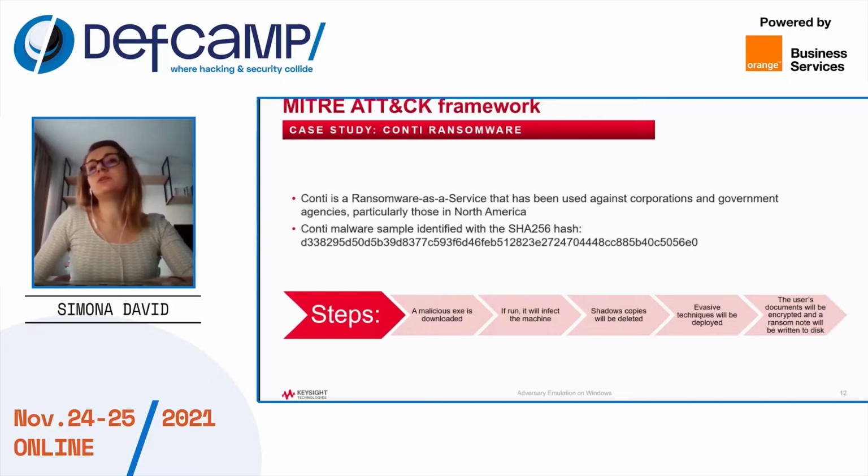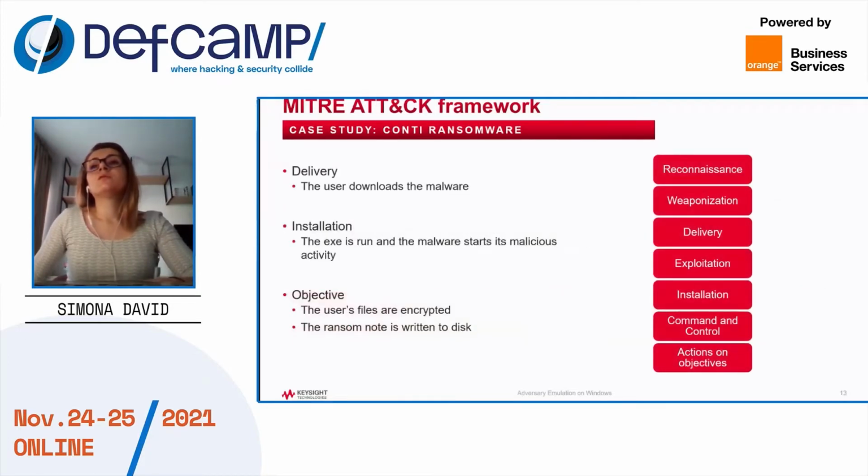The executable, if run, would quickly infect the machine. Shadow copies will be deleted to prevent data recovery, and evasive techniques will be deployed to stay under the radar. Finally, the user's documents will be encrypted and the ransom note will be written to disk. So we can say that the campaign started with delivering the malware, installing it, the objective being to encrypt the user's data and ask for money in return.